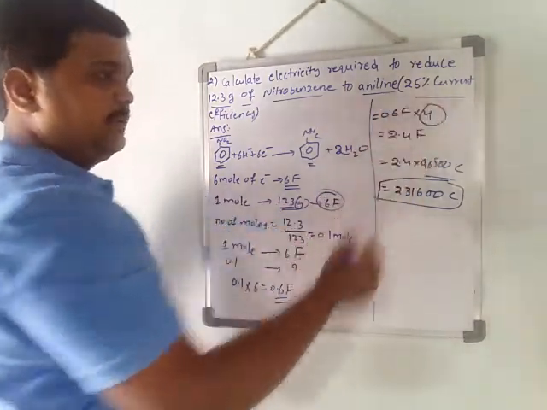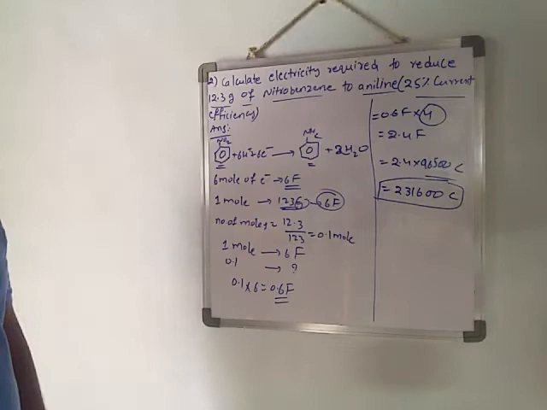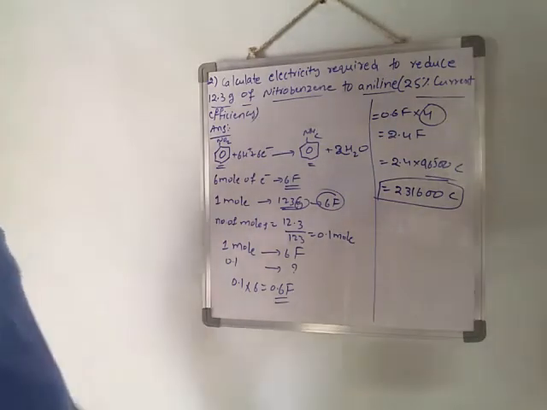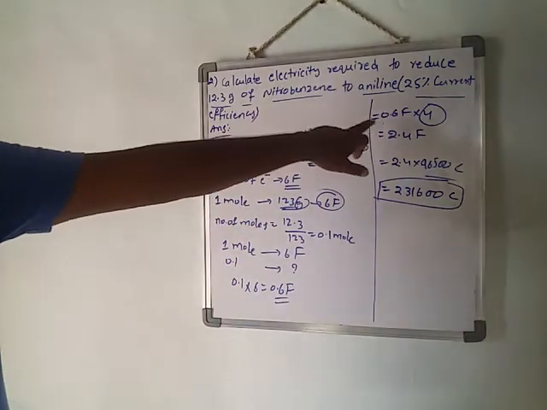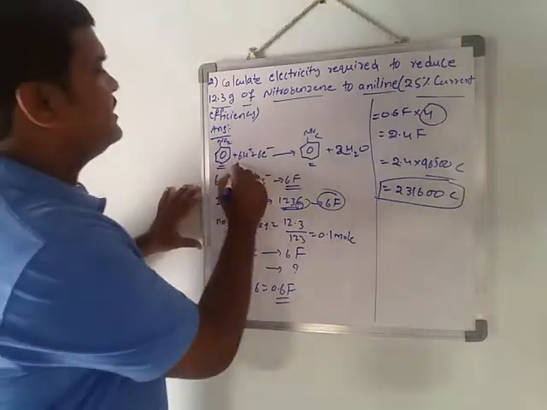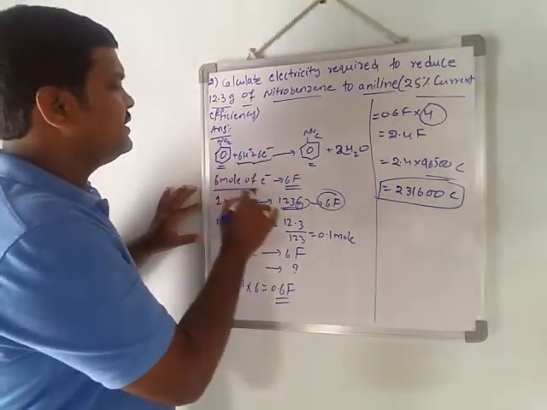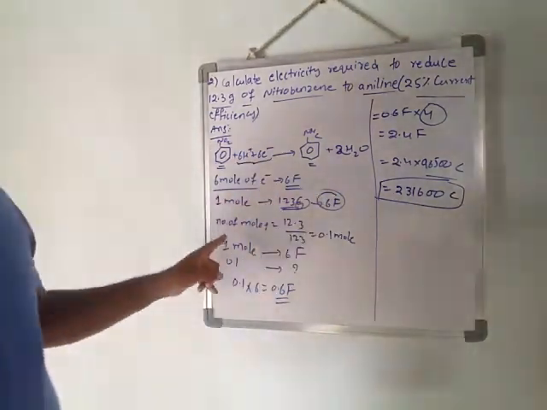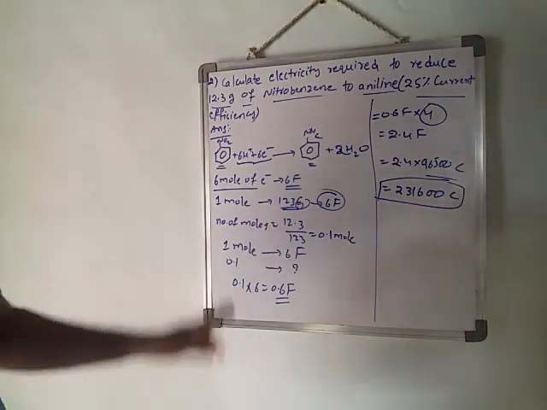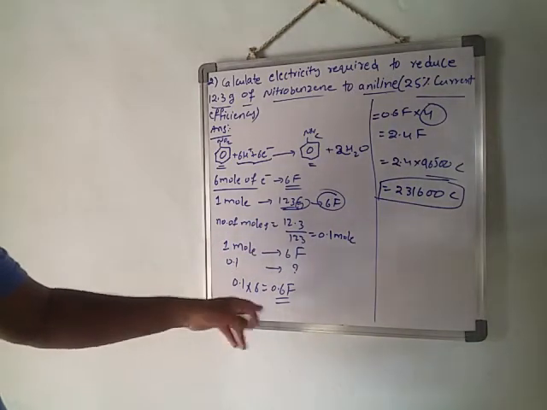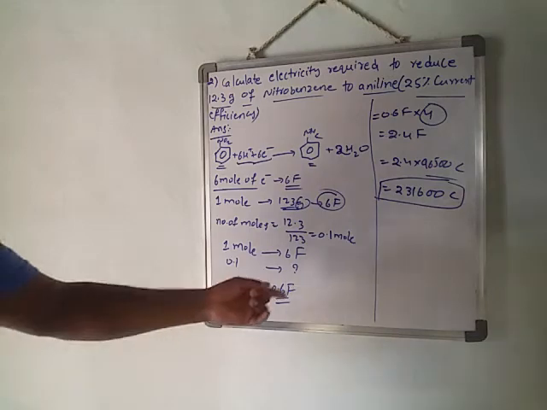So that's why we are multiplying with 4. Is it clear? So now, number of moles of electrons, that is 6 electrons. 6 moles of electrons means 6 Faradays. So 1 mole needs 6 Faradays. Then 0.1 mole, 0.1 into 6, that is 0.6 Faradays.